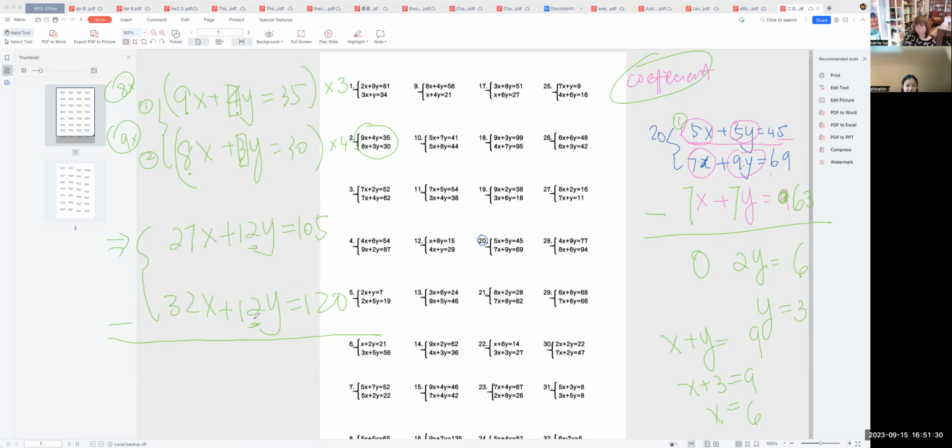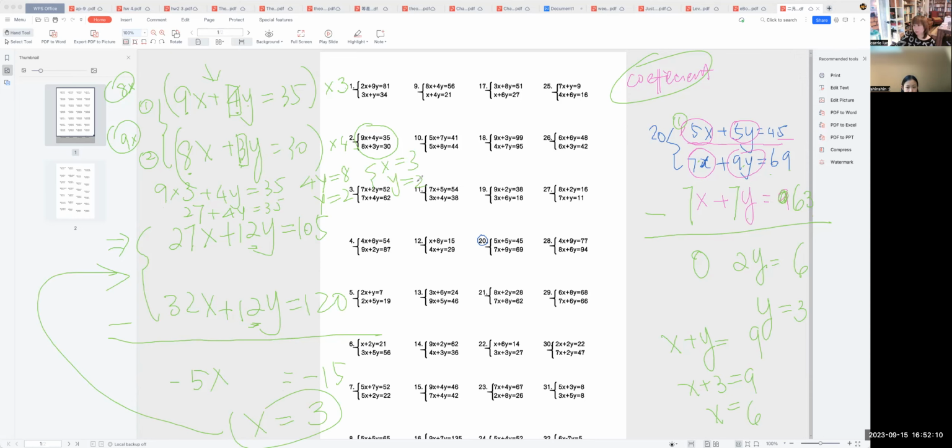Get it? Okay, so 27x minus 32x equals what? Equals negative 5x. 105 minus 120 equals what? Negative 15. So x equals positive 3. Don't plug it back into here, because this one we multiplied, so it's getting bigger. Go back to the smaller one. So it's 9 times 3 plus 4y equals 35. So 27 plus 4y equals 35. So 4y equals 8. So y equals 2. So this one is x equals 3 and y equals 2.